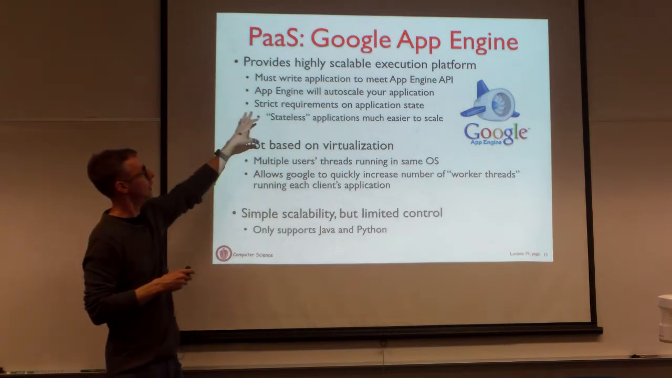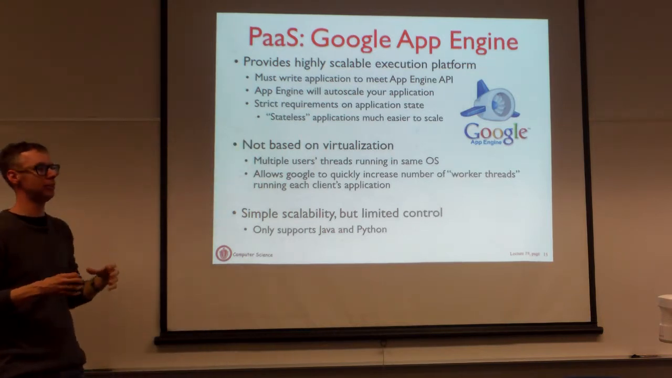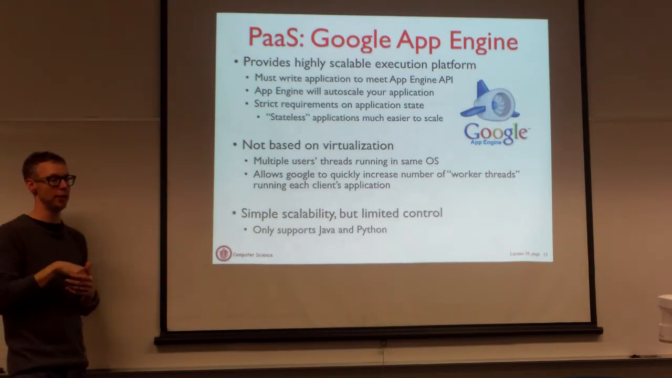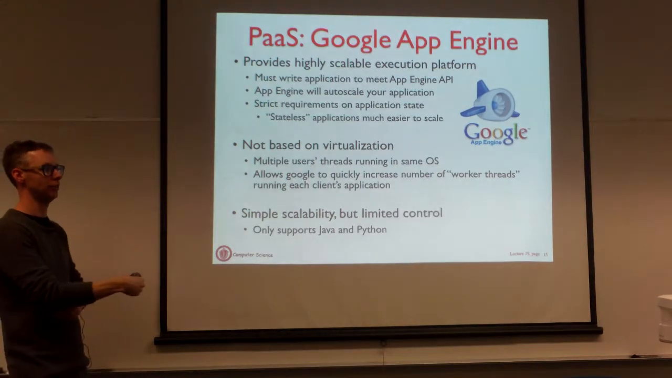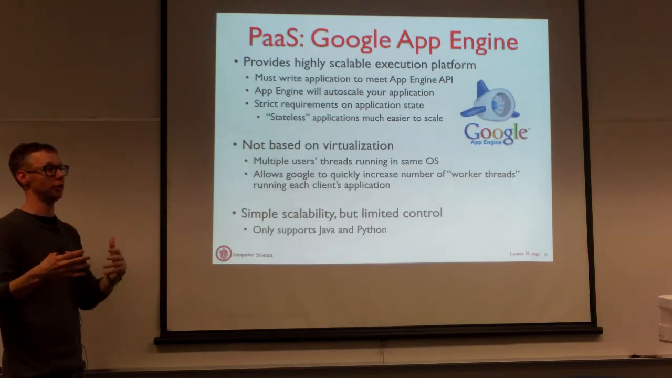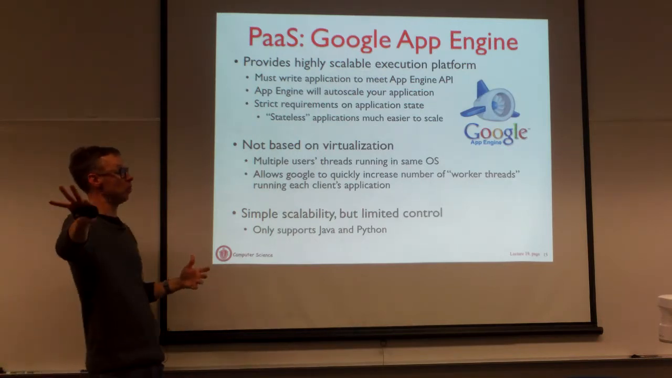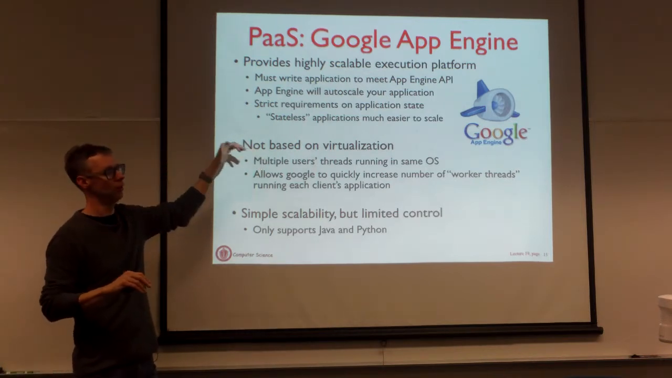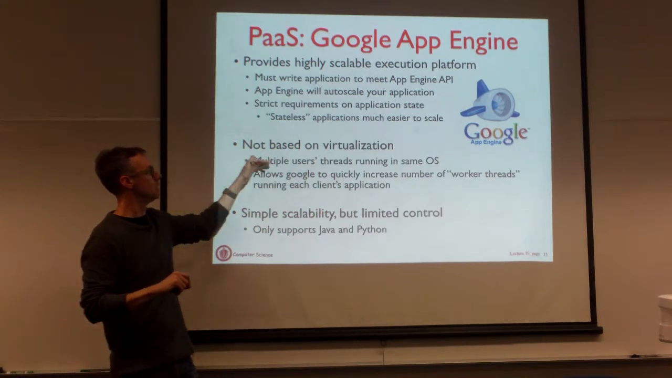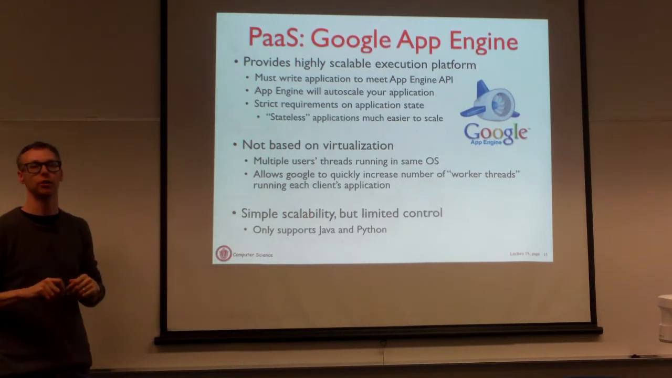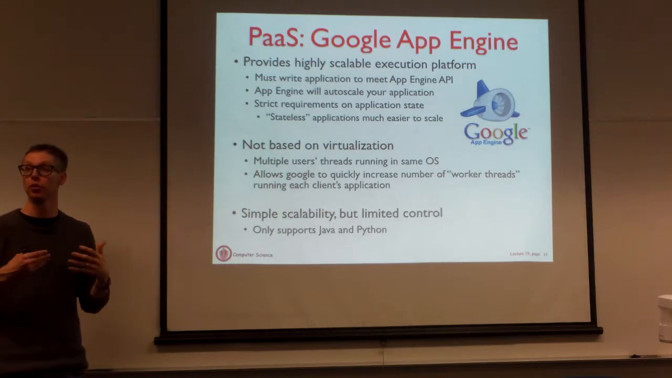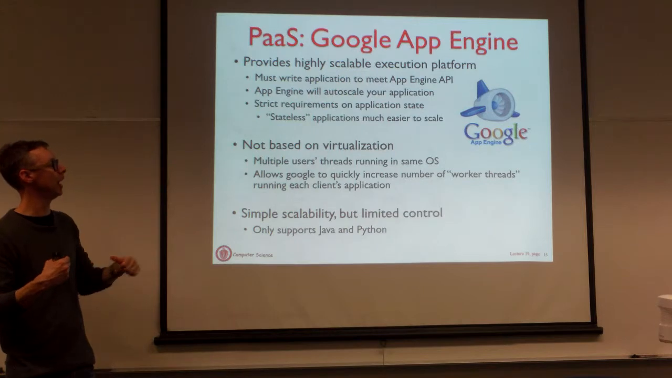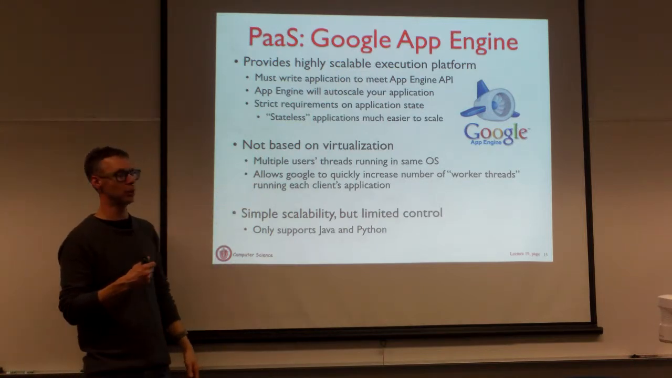Google App Engine basically automatically scales out web applications if you build on top of their API, so that if you get more web requests than you provisioned for on your set of servers, it'll automatically go get more servers for you. It is not based on virtualization, so multiple threads potentially run in the same OS, right? So there's less protection between different customers inside of App Engine. But it allows Google to scale things up really quickly.